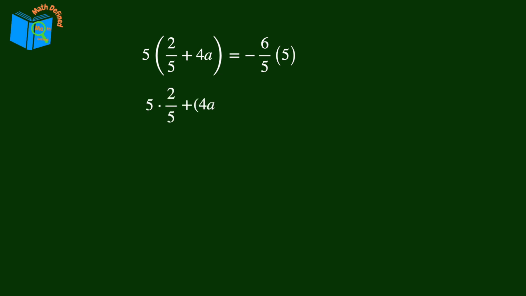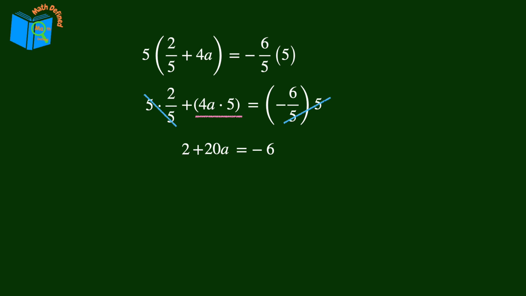Now let's multiply every term on both sides by 5. Next, we simplify each term. The 5's cancel out in the first term, leaving 2. Then in the second term, 4a times 5 is positive 20a. And on the right side, the third term, the 5's cancel out, leaving negative 6. Now the equation is 2 plus 20a equals negative 6.